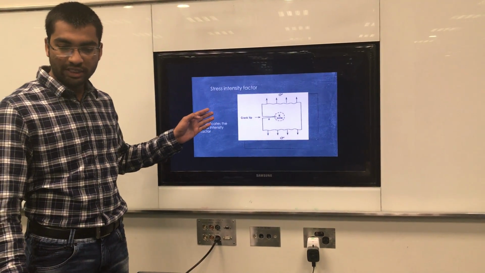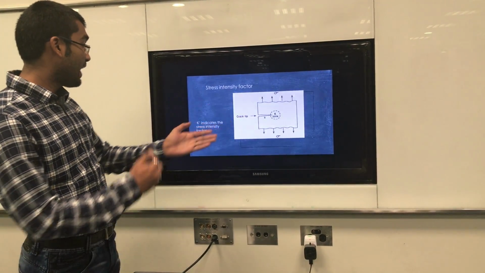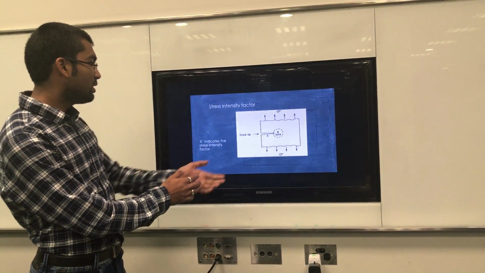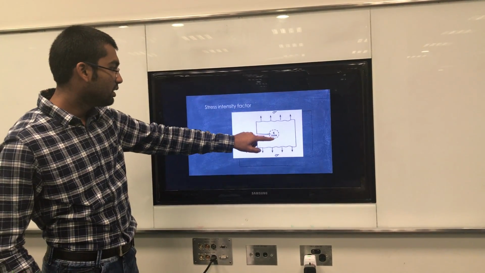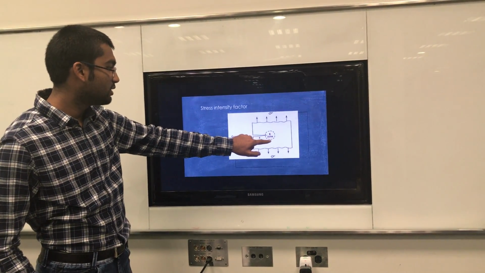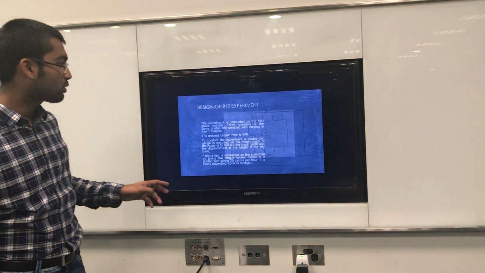Next, there is the stress intensity factor. When there is more stress intensity in the material and it shows a crack opening, it forms a K zone, which is called the stress intensity factor, and it has a major impact on the material.